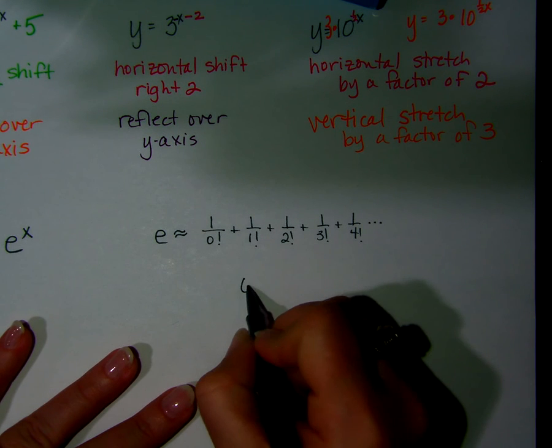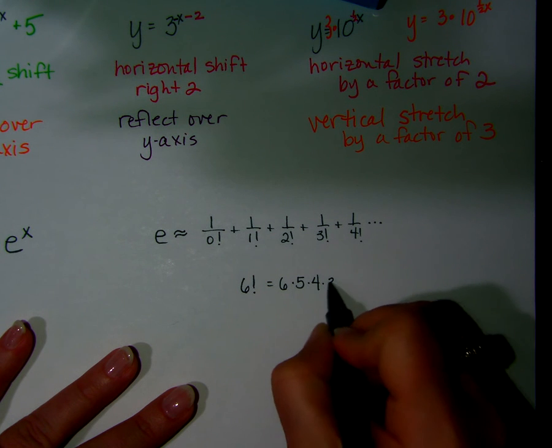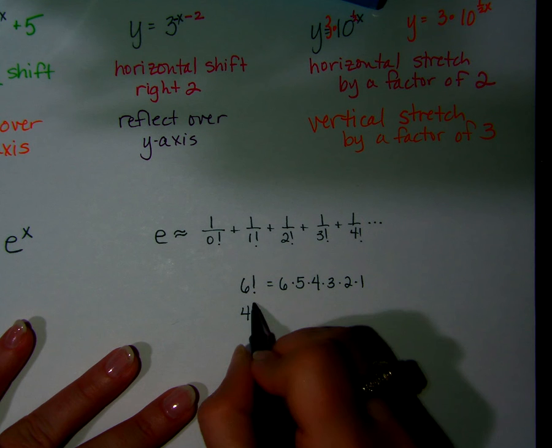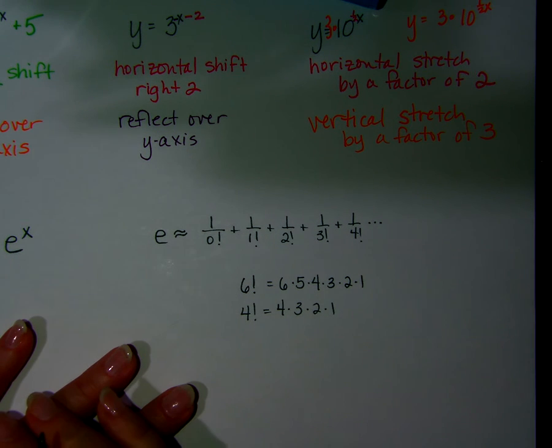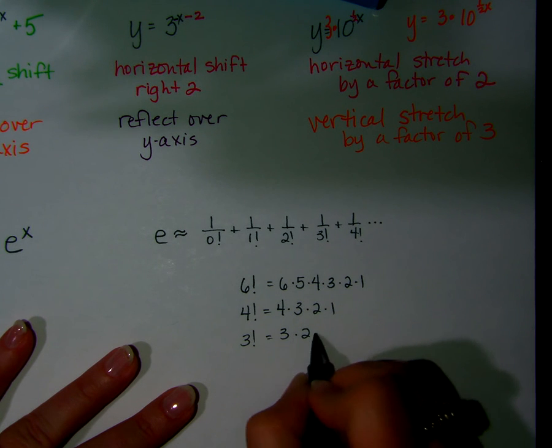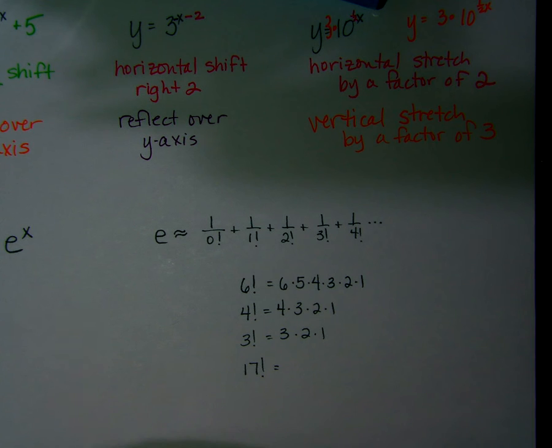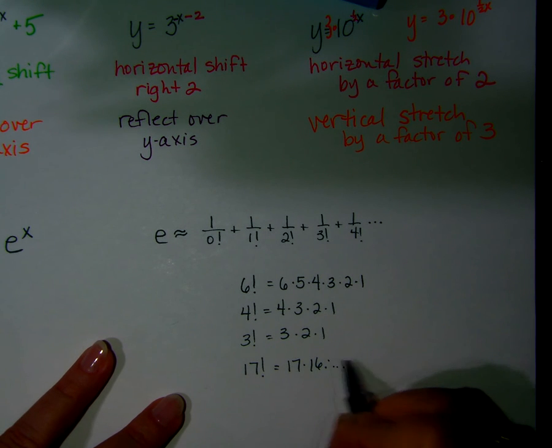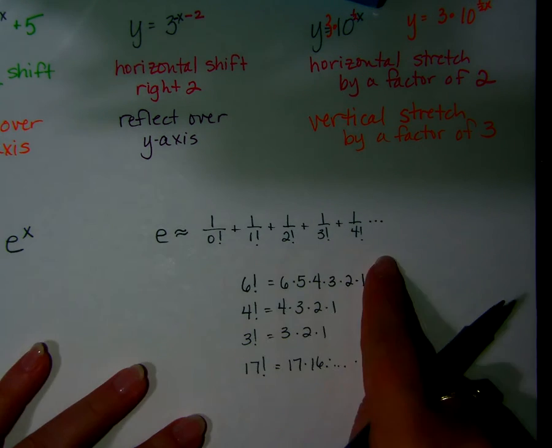Okay, for instance, 6 factorial is 6 times 5 times 4 times 3 times 2 times 1. What's 4 factorial? 4 times 3 times 2 times 1. What's 3 factorial? 3 times 2 times 1. What's 17 factorial? I'm just teasing. We don't have to write that out. You know what it is though, right? 17, 16, all the way down to 1, right? Okay? That's called a factorial.